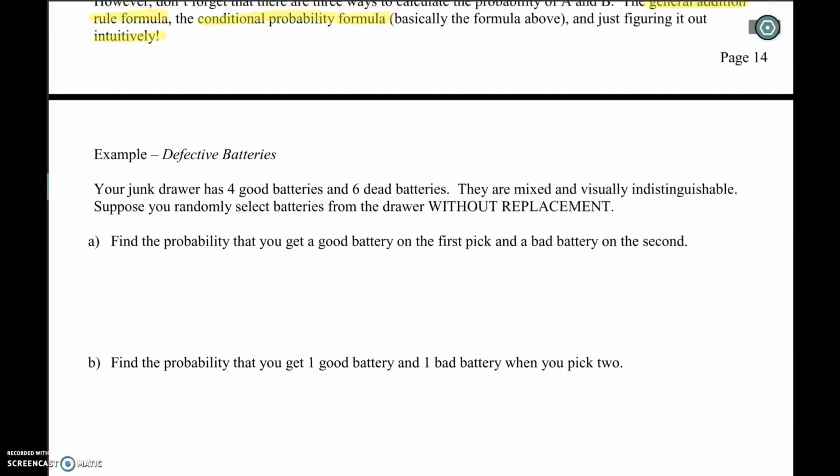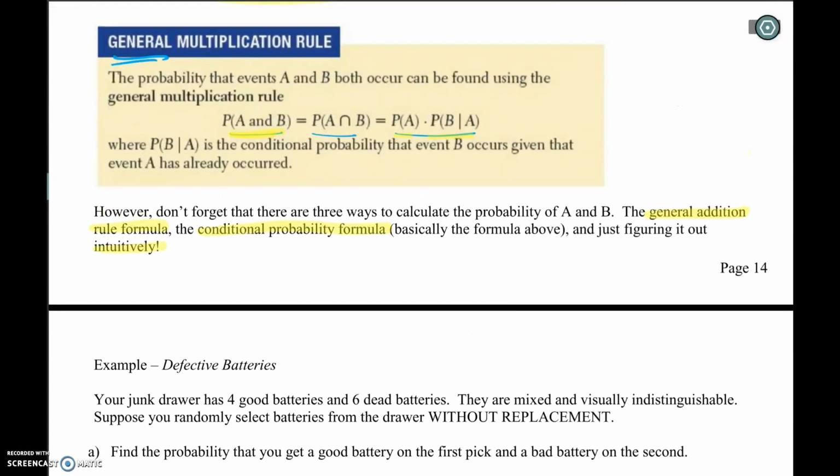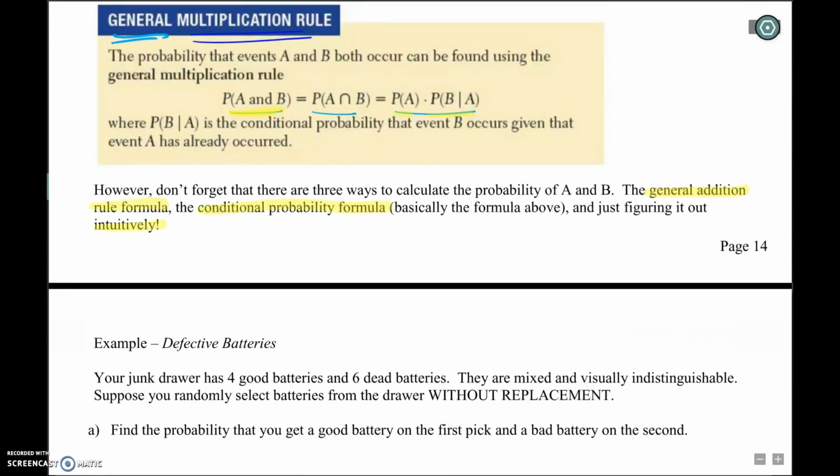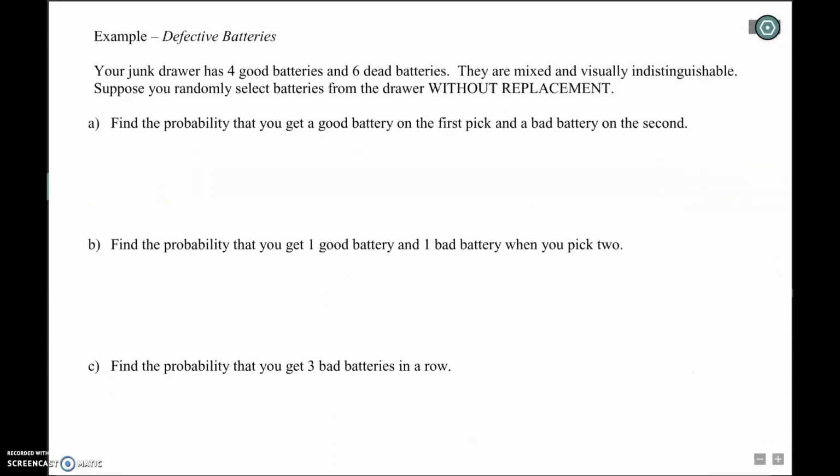All right, continuing on with conditional probability and now the multiplication rule. The multiplication rule says the probability that A and B happens is the probability that A happens times the probability that B happens given that A has already occurred.